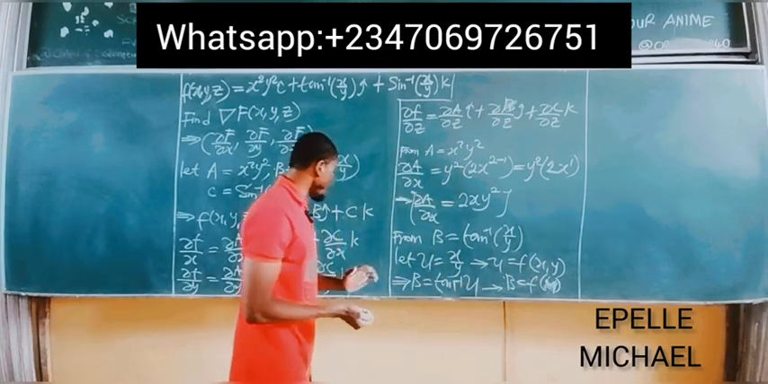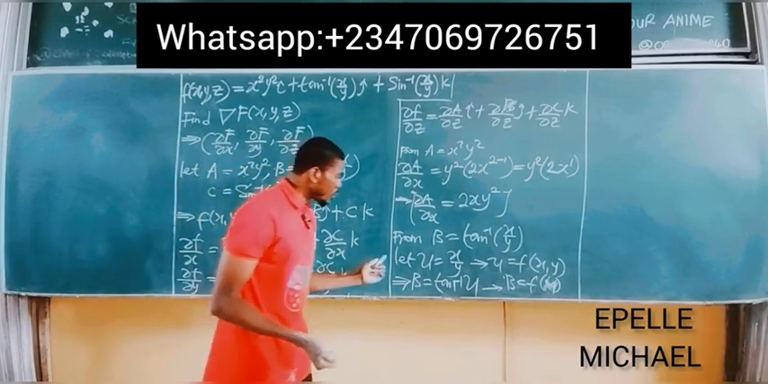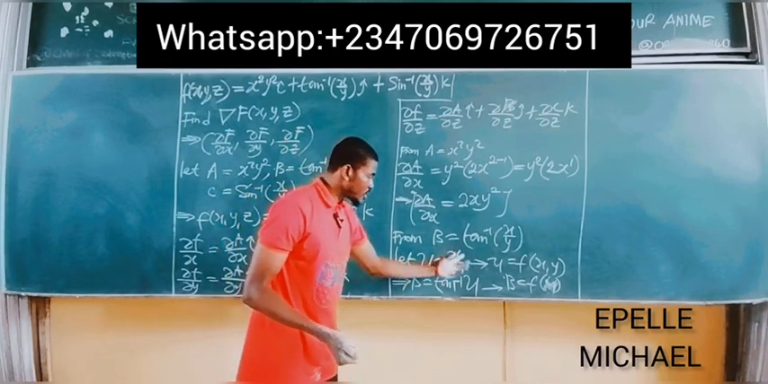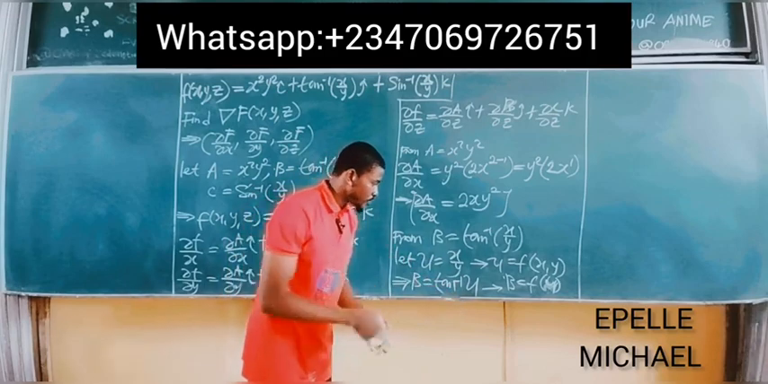But I want to find the partial derivative of b with respect to x, which means I'm only going to differentiate u here with respect to x, because it's only u that can change, but I can only differentiate b with respect to u.